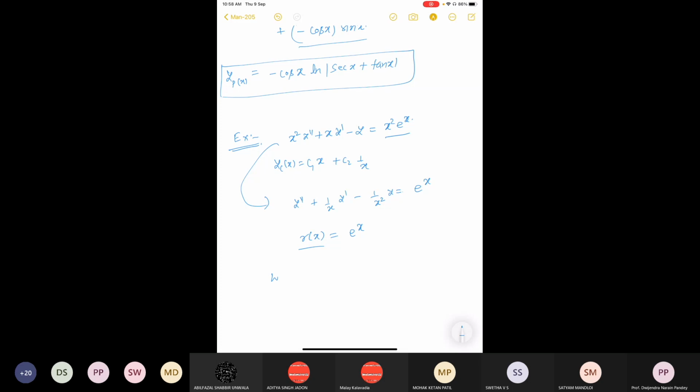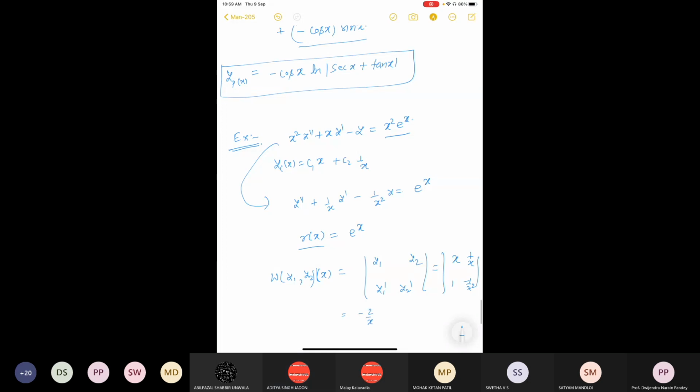So the Wronskian of y1 and y2 is the determinant y1, y2, y1 dash, y2 dash. Can you find out what this is? It is x, 1 by x, 1, minus 1 by x square. Just calculate what this is. Minus 2 by x. Very good. So it is minus 2 by x.